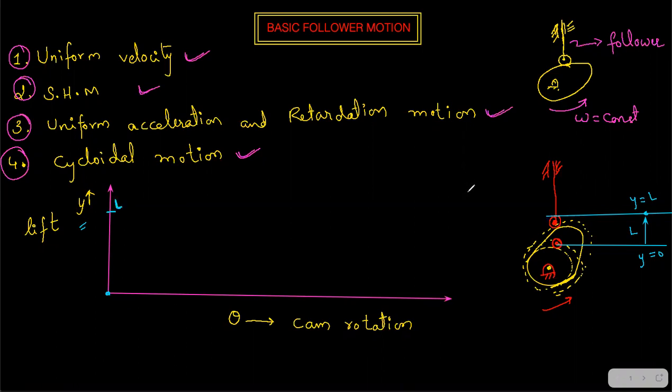Now the angle rotated is theta equal to 0. So we are saying that theta is equal to 0 when y is equal to 0. We are calculating from this zero position, and as theta rotates you will get the total one rotation, from theta equal to 0 to theta equal to 2 pi. Let's say the total single rotation of the cam is 2 pi. At 0, lift is 0.